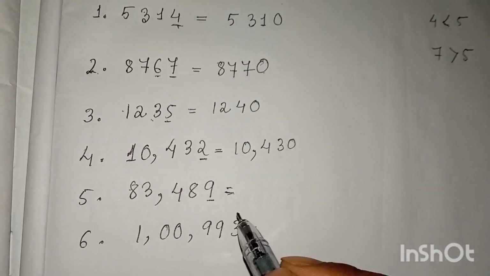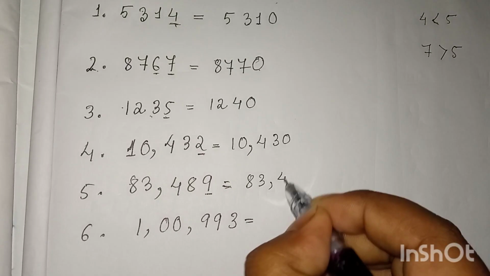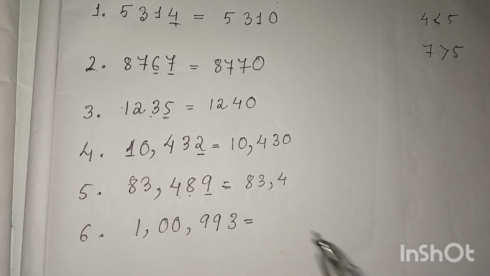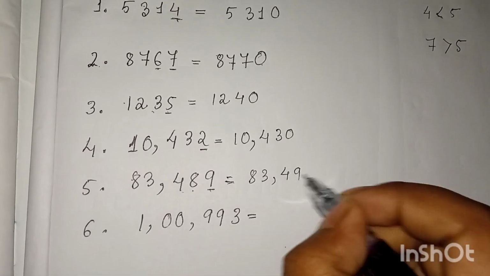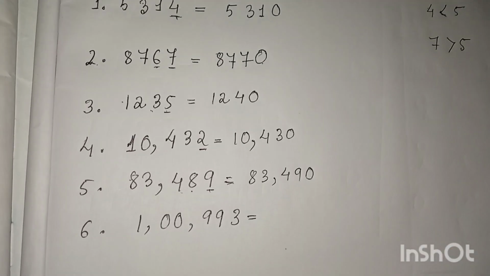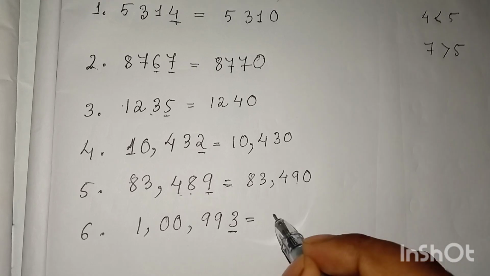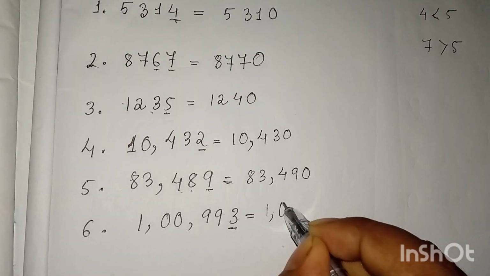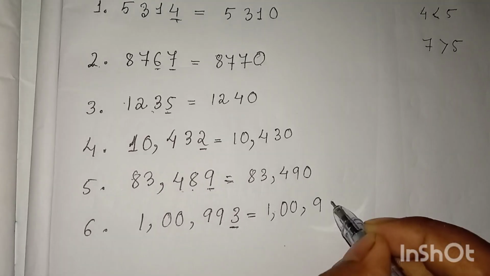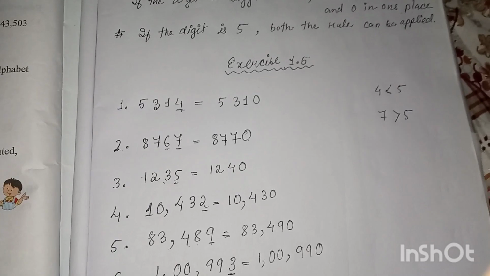Now in the next number we have 9. 9 is bigger than 5, so 1 will be added to the tens place. So in the tens place we have 8. 8 will turn to 9 and 9 will turn to 0. Now here in the ones place we have 3, so it will turn to 0 because 3 is smaller than 5. Do you understand this?